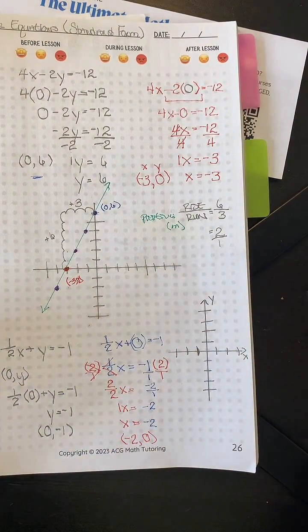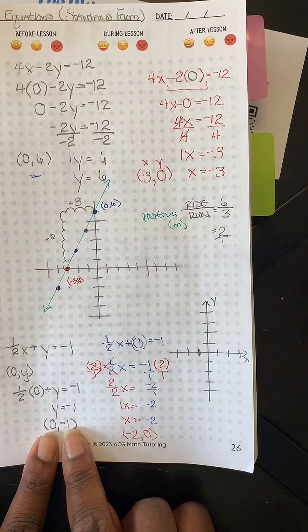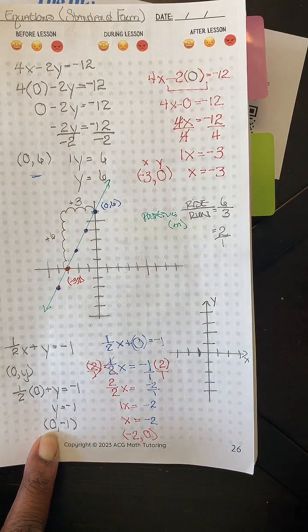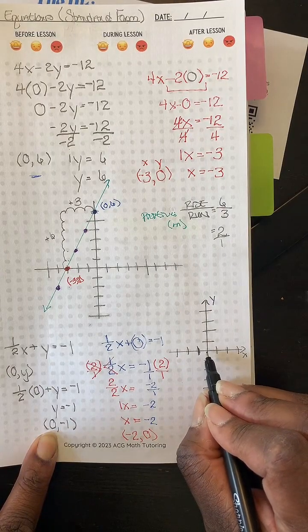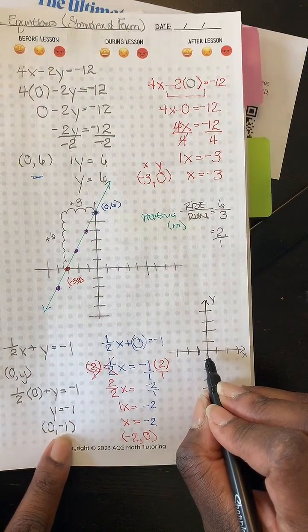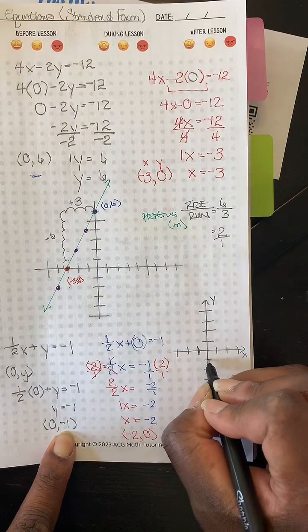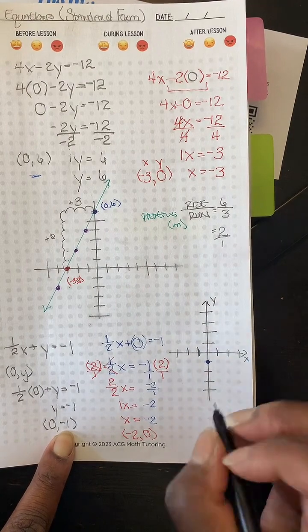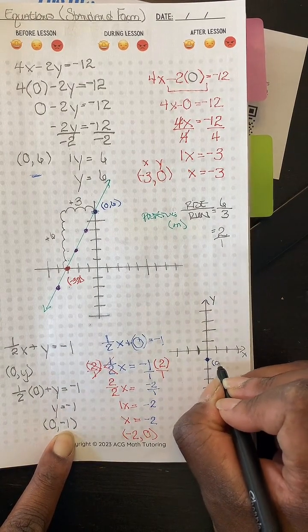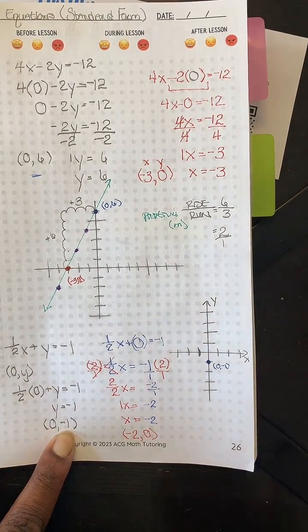Now, we have our y-intercept. So our y-intercept is negative 1. So 0, negative 1, starting at the origin at 0. I'm going to go down 1. This is my first point. I like to call it the starting point. So that is going to be at 0, negative 1.